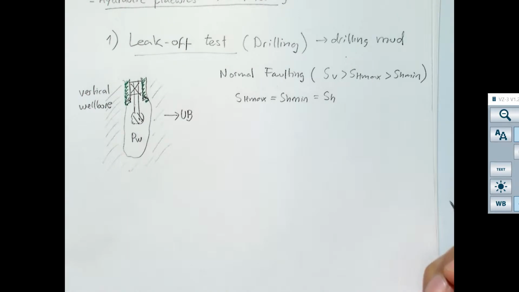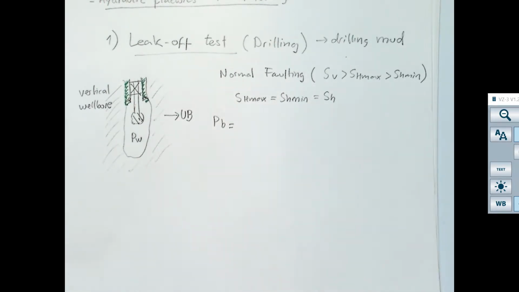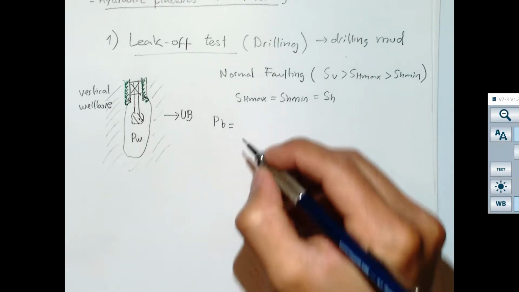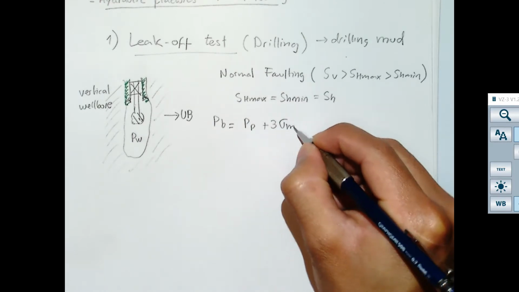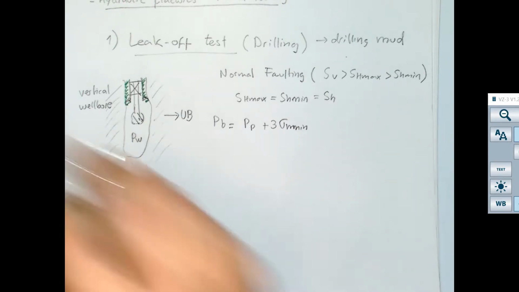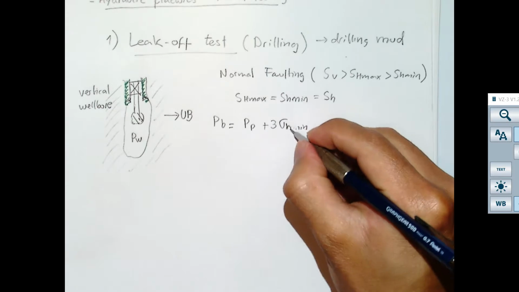All right, so we use the Kirsch equations to calculate the maximum breakdown pressure. That is the maximum pressure that you can have in your wellbore so that it does not fracture. And that equation was like this. This is something that we knew from before, okay? So nothing new so far.